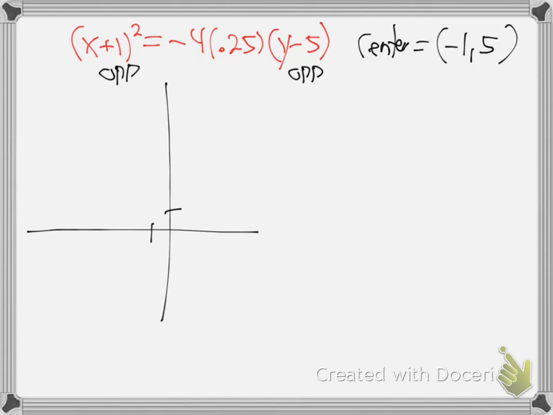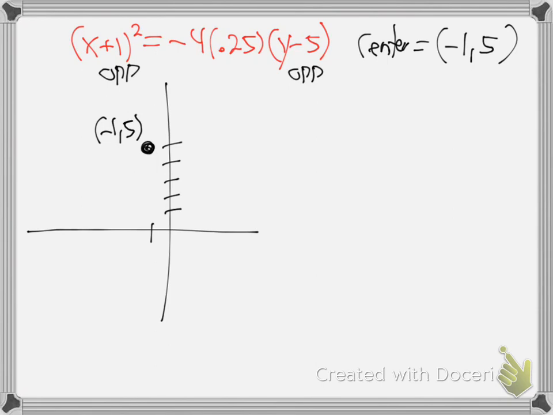And go back one, up 1, 2, 3, 4, 5. Right there is the center. Back one, up five. So there's the center. And then next you want to determine which way this parabola is going. Up, down, right, or left?